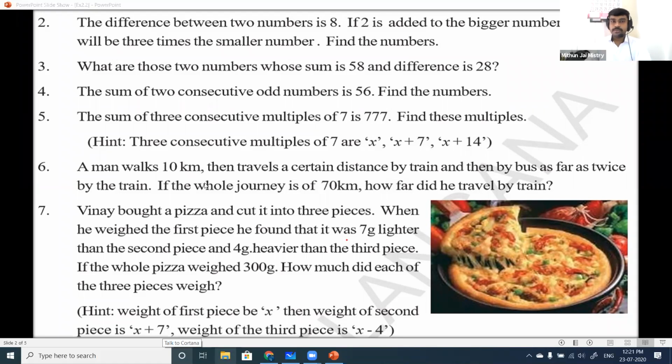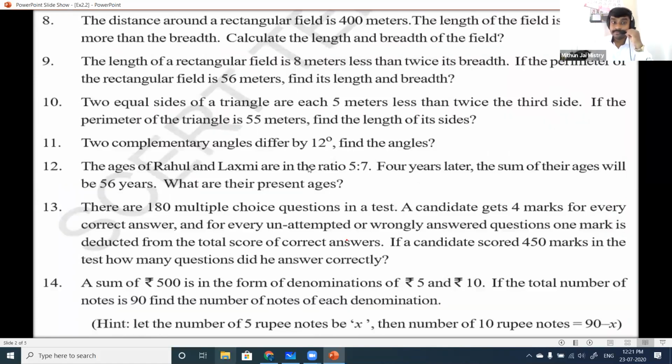Now let me take the next question because we have a lot of questions. Questions 8, 9, 10 are on hold because they will take a little more time. So I'm going to discuss the 11th question first and the remaining questions we will see tomorrow.